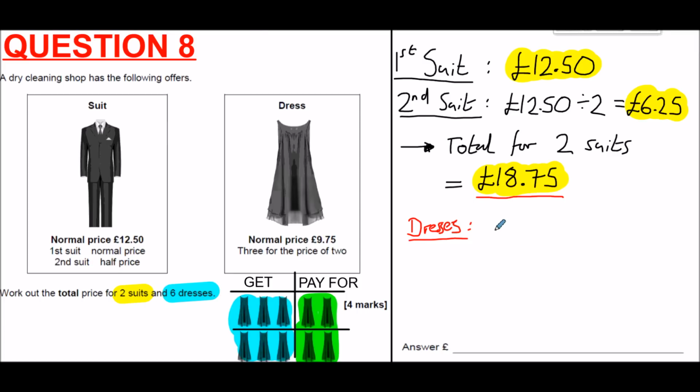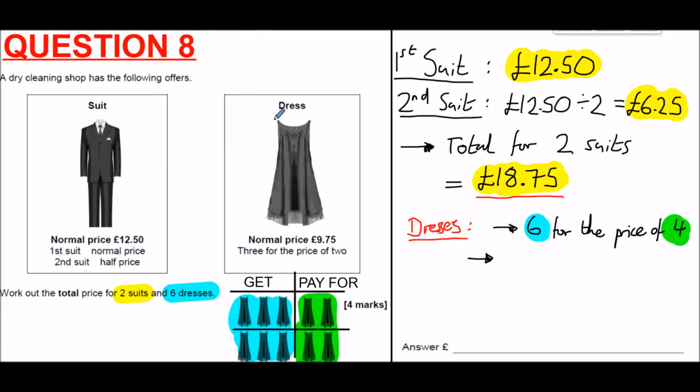Right, dresses. 3 for the price of 2 means 6 for the price of 4, just like I've done in that little diagram there, that little table. 6 for the price of 4. Because obviously we want 6 dresses as it says, but because of this offer, we only need to pay for 4.